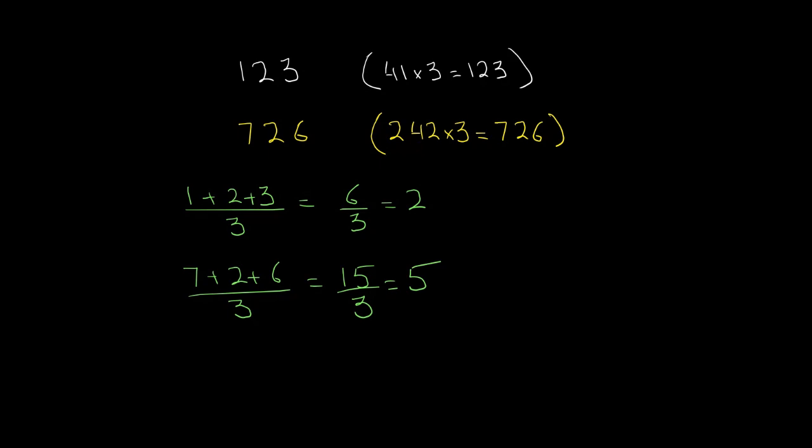So let's look at a number like 49. 49 is a multiple of 7. Why? Because it's 7 times 7. But if I add 9 and 4, I can't divide that by 7. 9 plus 4 over 7 is 13 over 7, and that's certainly not a whole number, so you can't do that. So the sum of digits is not a multiple of 7.